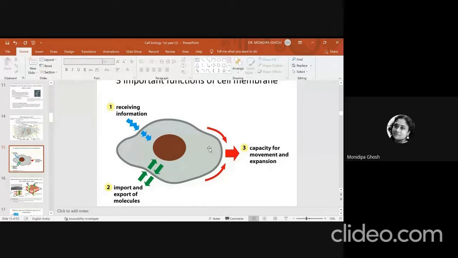Number three function is capacity for movement and expansion. So for going here and there, suppose it is a unicellular organism, uni means single cellular. So for the capacity for movement, unicellular organisms have to move. Their locomotion is performed by the single cell. So the movement and expansion, to expand in their size, to divide, all these functions are done by the plasma membrane or the cell membrane.